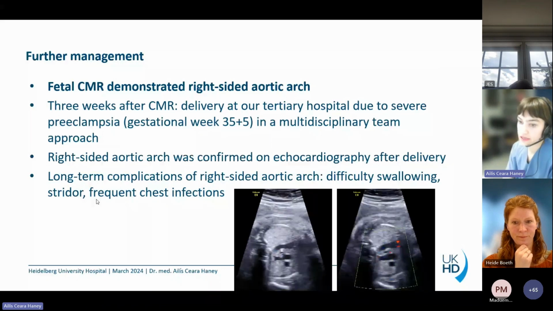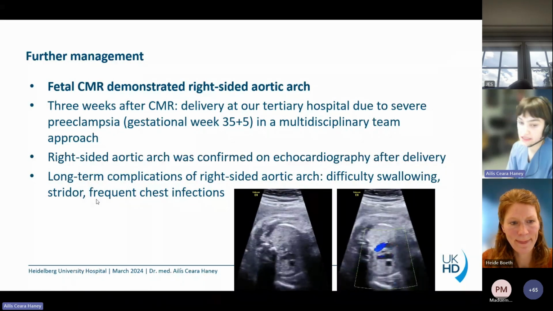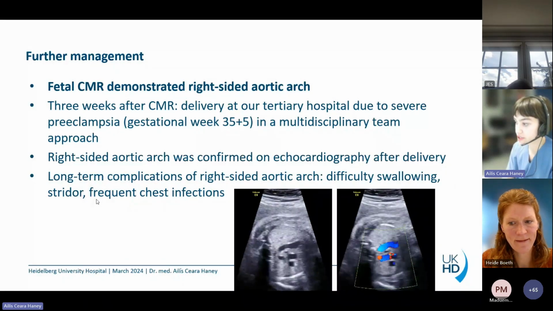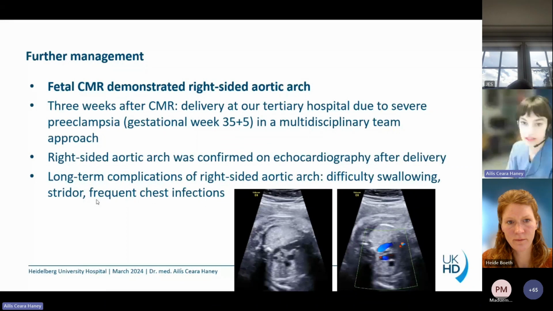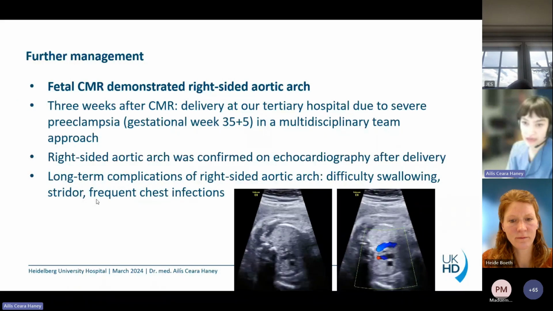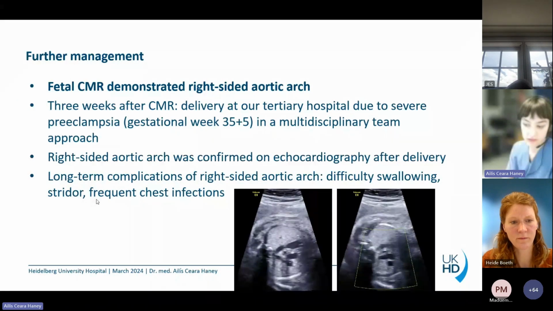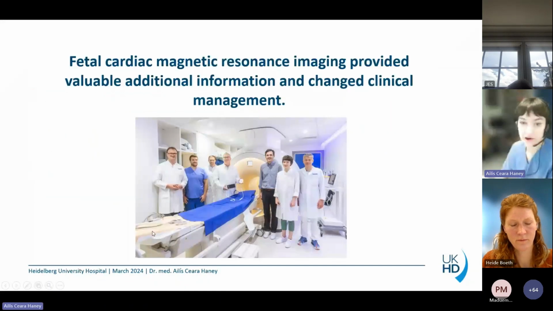The mother and the father were instructed to be vigilant of any symptoms that may be indicative of complications of right-sided aortic arch, which would be difficulty swallowing, stridor, or frequent chest infections. The infant was asymptomatic after birth, and as of now is doing very well and is asymptomatic. Yeah, so fetal CMR provided valuable information for us in this case, and it really changed clinical management for this patient.